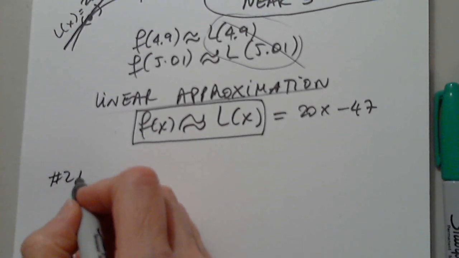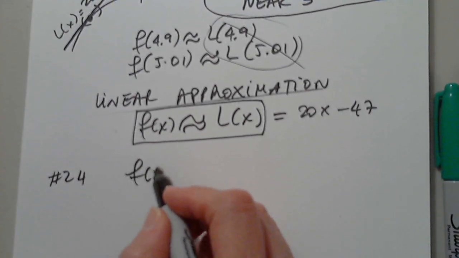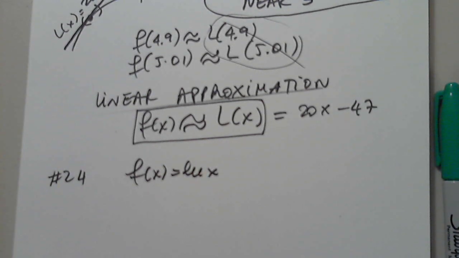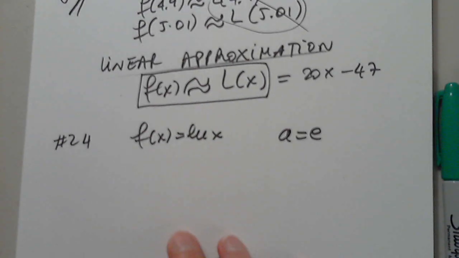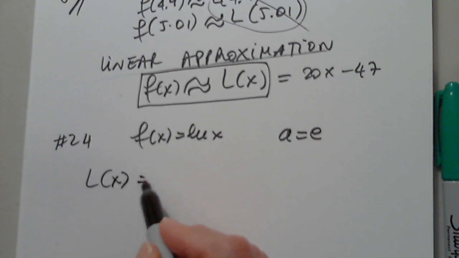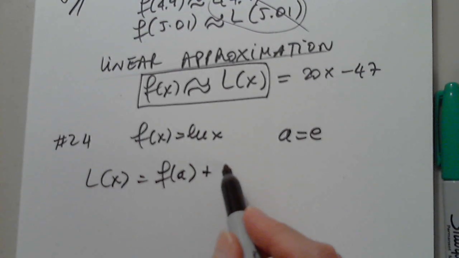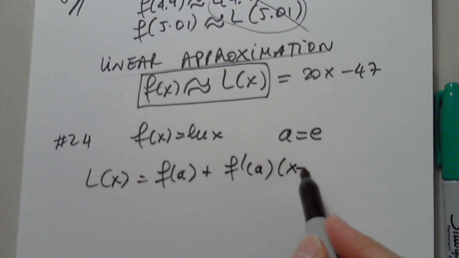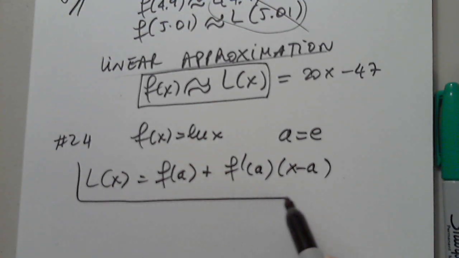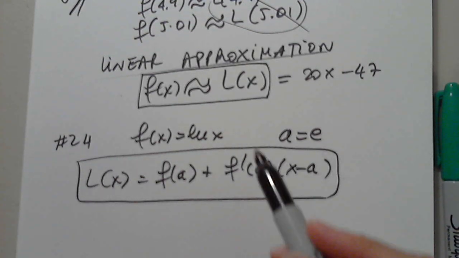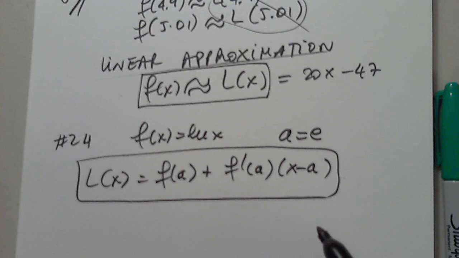In 24, we have f of x equals natural log x. Perfect pick. So they want a equals e. In other words, x equals e. We like to say a equals e because the general form is f of a plus f prime of a, x minus a. This is the general form. We worked on a few examples, but that's what it means.